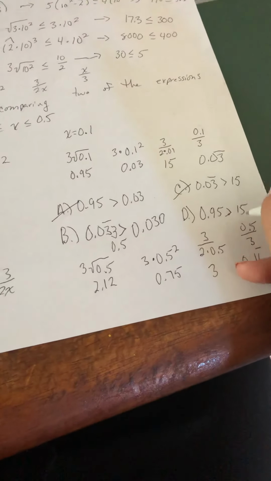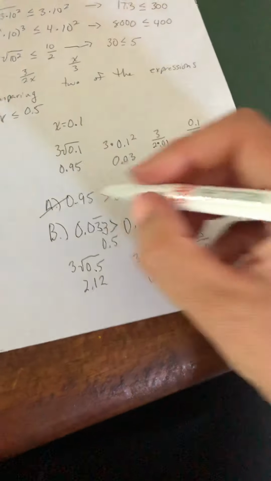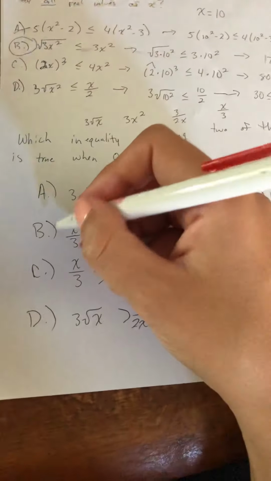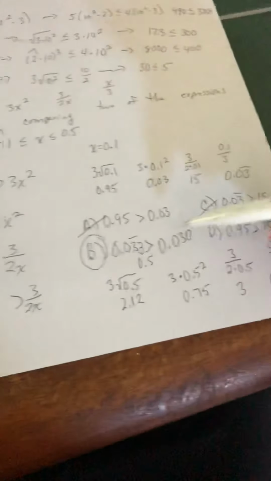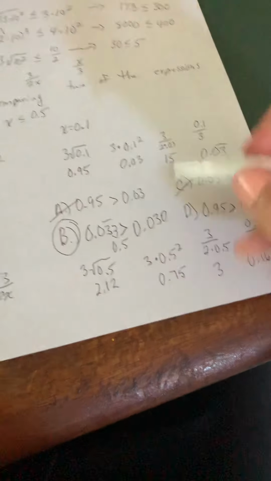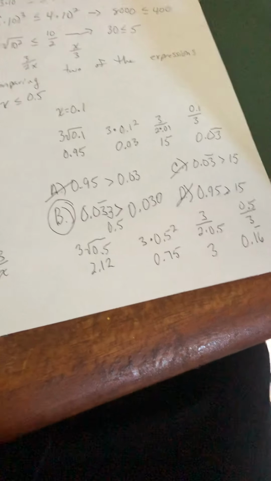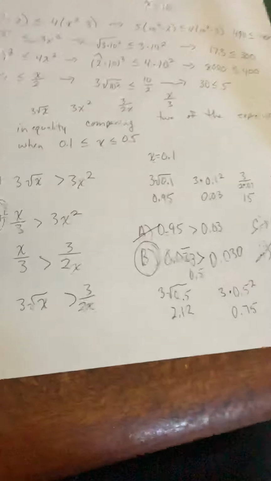15. Well, this one actually worked out nicely. The only one that is actually true here is B. Oh, geez. So actually B will be your answer. If it gave you more than one correct answer here, you would have to do it for 0.5. All right, and that's a wrap.